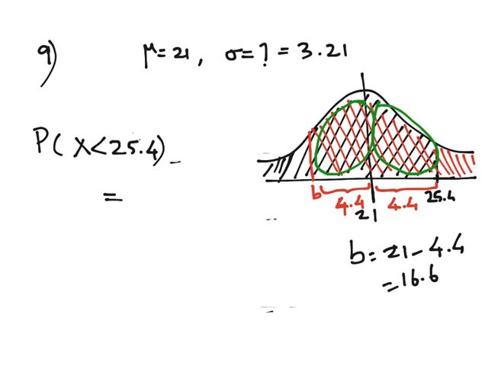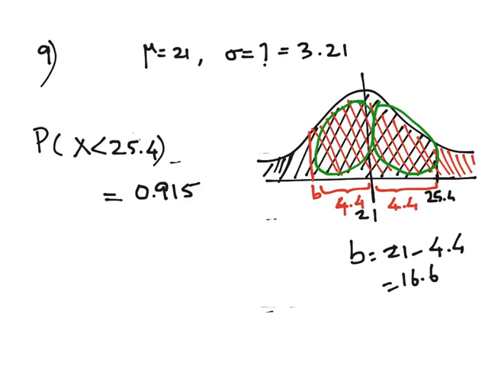So the answer is, you can go to statistics, distribution, normal, go to NCD. Lower limit is minus 10,000, upper limit is 25.4, sigma is 3.21 as we found, and mu is 21. So the answer is 0.915. So the second subdivision is, find the value of B.